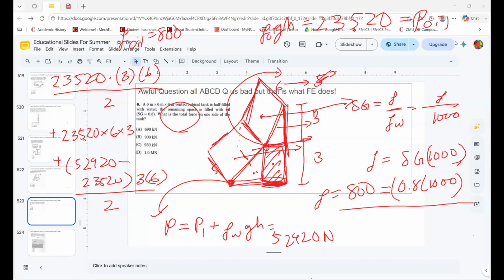So again, you grab your calculator, and then you do multiply by 6, multiply by 3, and you do plus. All right, and then you do multiply by 6, multiply by 3. Wait, I forgot to divide by 2 on one of them. So I'm just going to divide by 2 on the second one. And then the last time we're doing unit per unit, but we actually need to multiply by the area. Yeah, projected area is the right term. And then you're going to do plus parentheses, 52920 minus 23520, parentheses, multiply by 3, multiply by 6, divided by 2. All right.